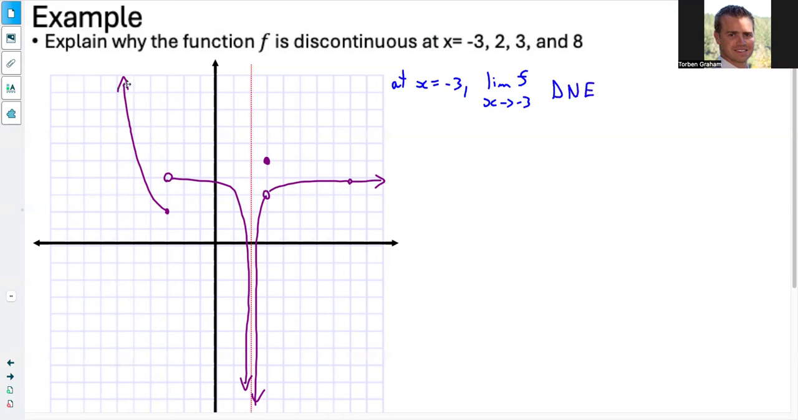Now, this type of discontinuity, because we're going from here jumping up to here, is referred to as a jump discontinuity.